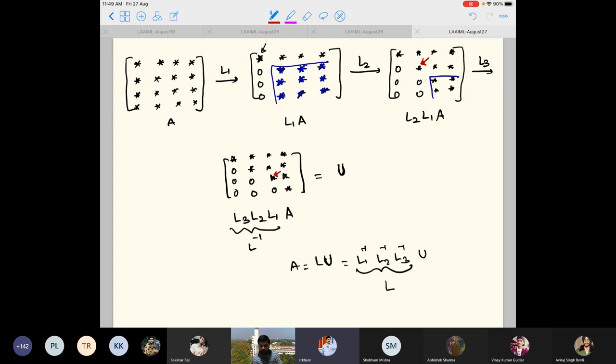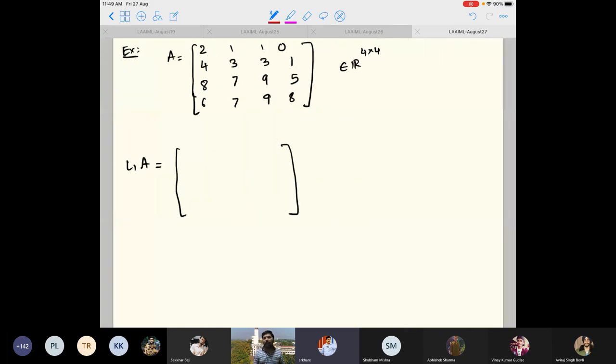So this is the step. That's why I'm going to do it in this way, so that you can relate both the concepts that you have studied together, Gaussian elimination and LU decomposition. And you can actually see that Gaussian elimination is exactly the same as LU decomposition, while converting to row echelon form.